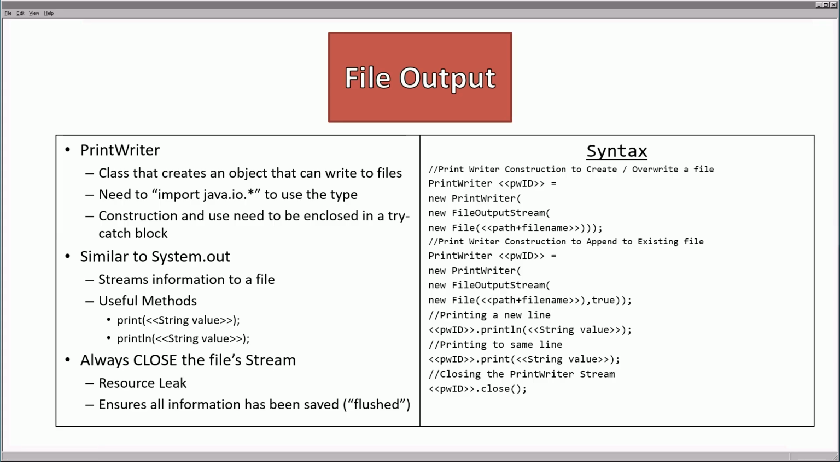Now, if we wanted to add to the file, if we wanted to append information to an existing file, the only change with this is including this boolean here saying true. This will mean that our FileOutputStream is going to append to this file.